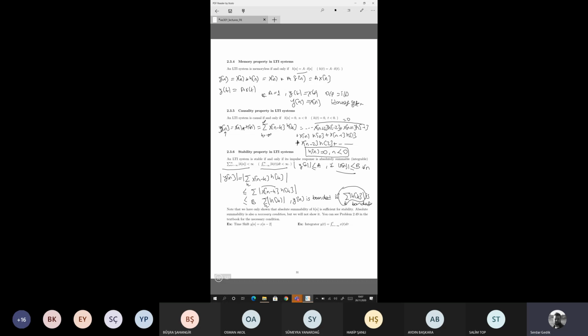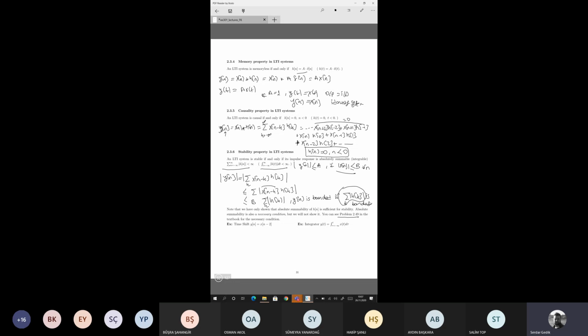So if you have an absolutely summable h of n, then it is sufficient to tell you that your system is stable. But also this is a necessary condition. So if you are interested, please check the book for the proof of the necessity condition.